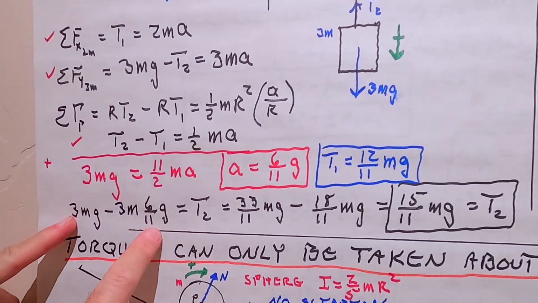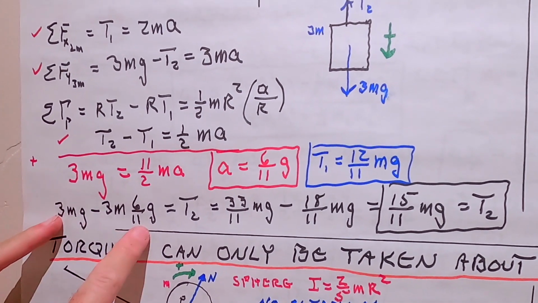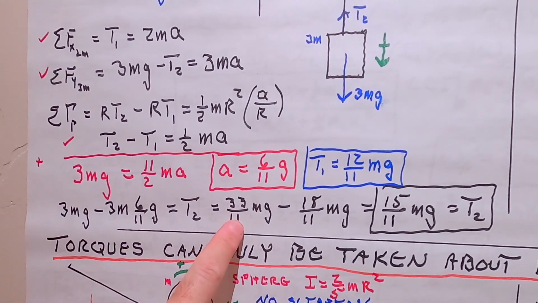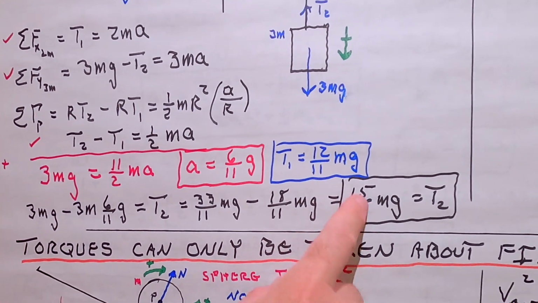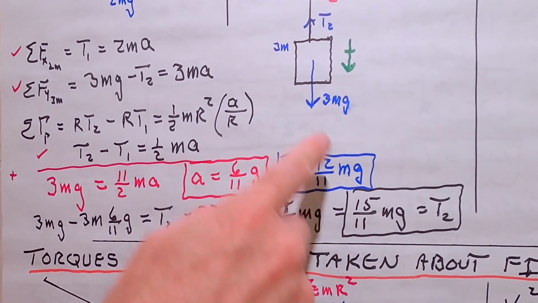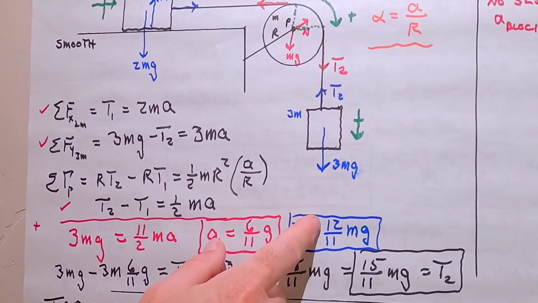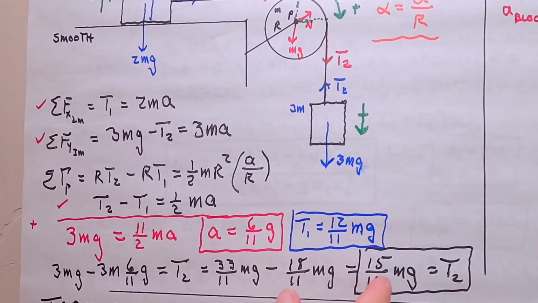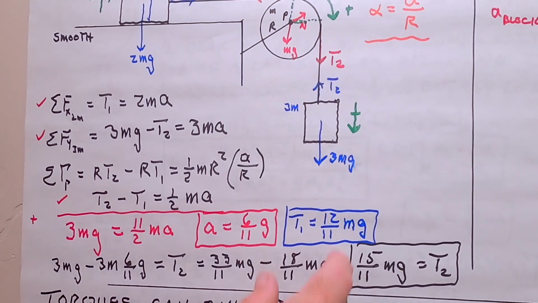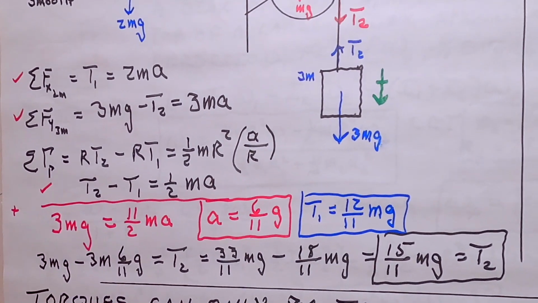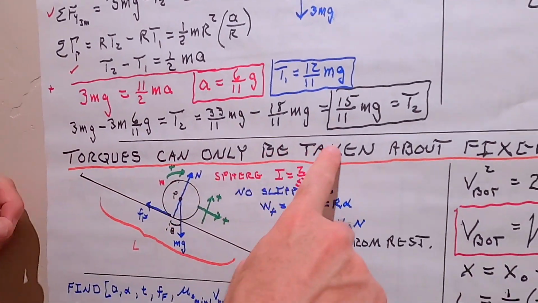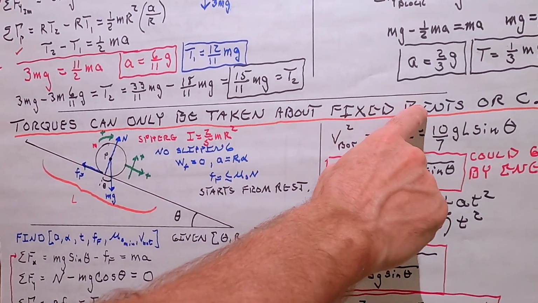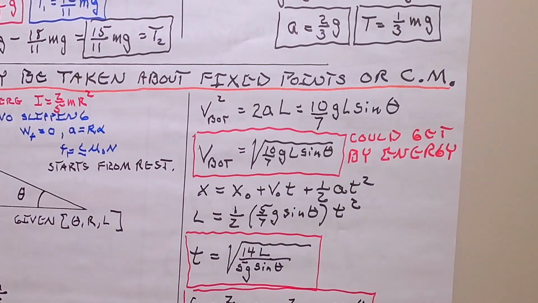Okay, and then we can just combine these, get a common denominator. That's 33/11 minus 18/11, which is 15/11 mg. You'll notice right here, 3mg is bigger than 15/11 mg because you're accelerating downward right there. Okay, so again, we said torques can only be taken about a fixed point or the center of mass.